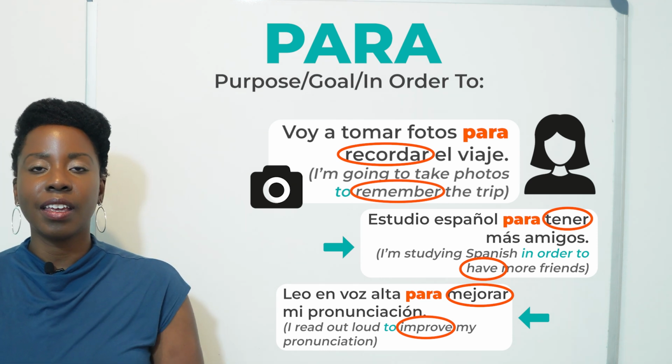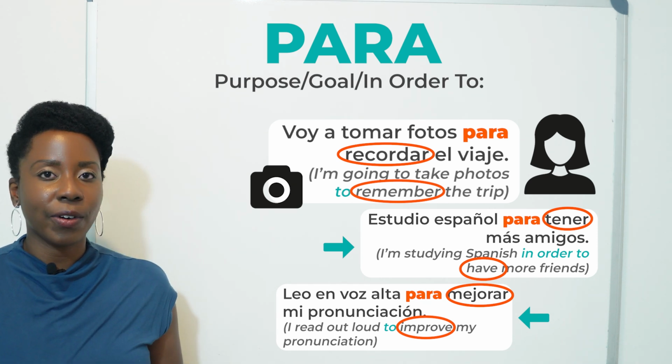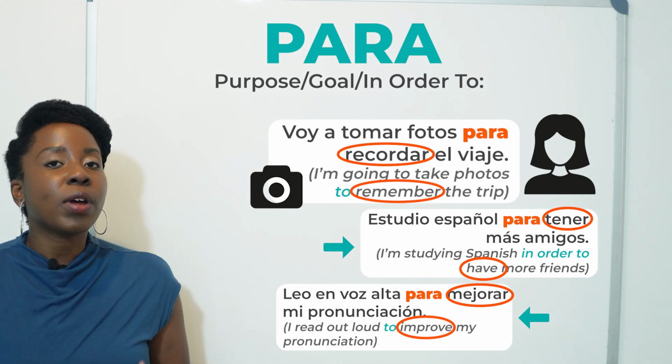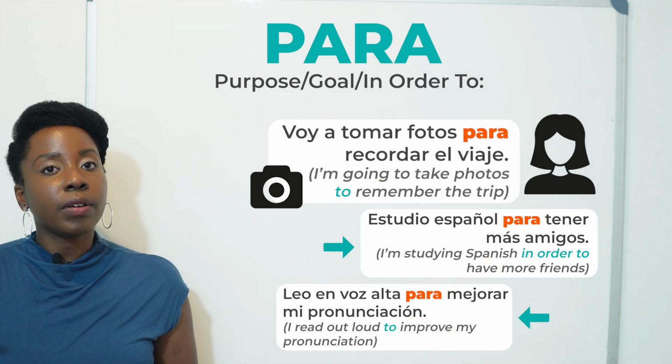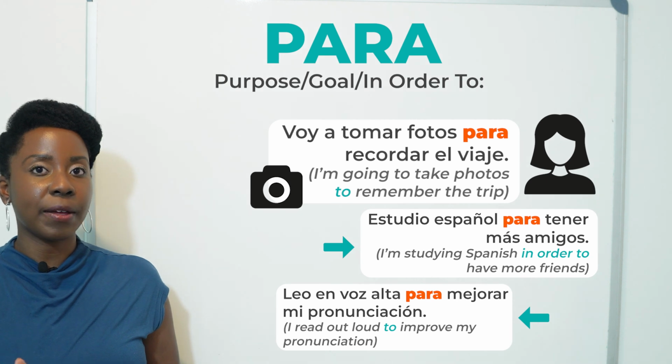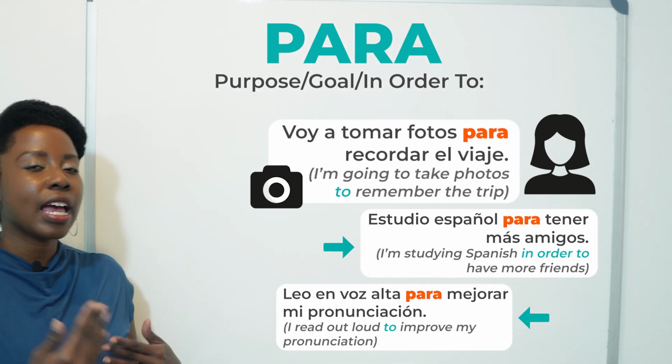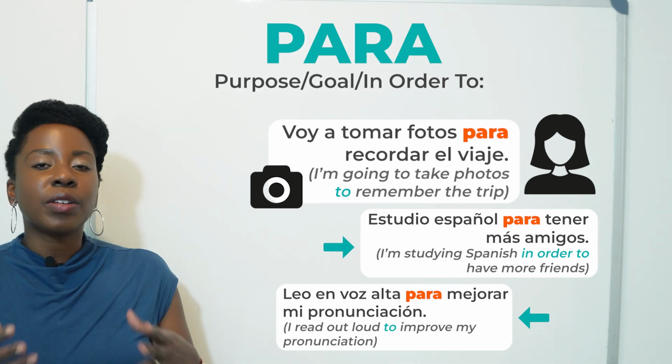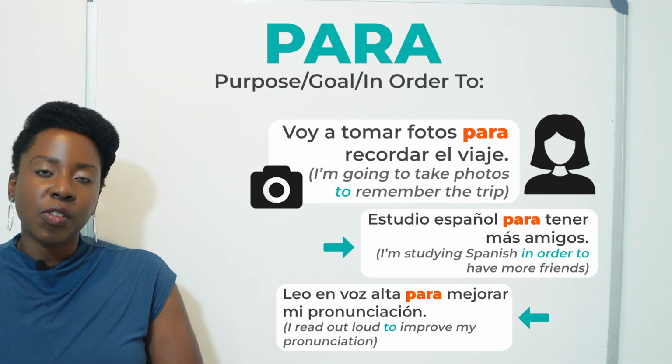to do something. And we see that that's the case in all three of our examples. So that is one way for you to think of para. Whenever you need to say "in order to," the word that you're going to be looking for is para. Now, that's not to say that every time we're using para as a destination, we're going to be able to say "in order to," and it's going to be followed by an infinitive.